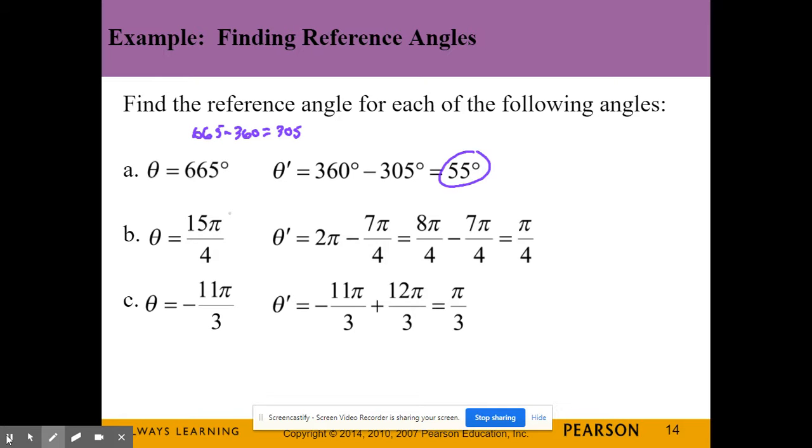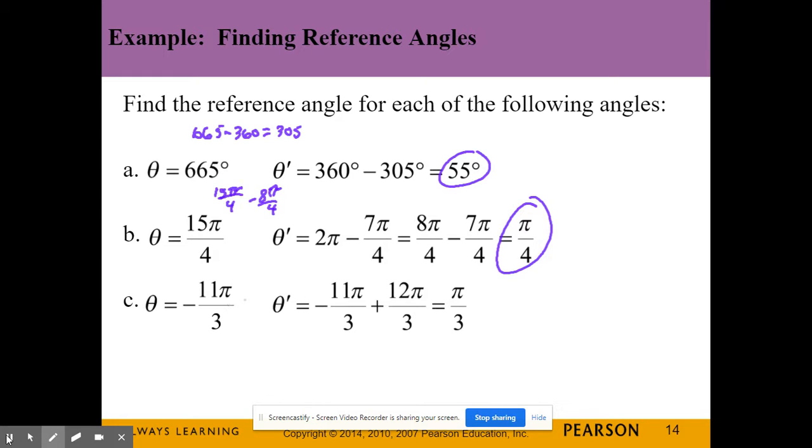Same thing with 15 pi over 4. The first thing you would do is subtract 2 pi from it, so 8 pi over 4, and you end up with 7 pi over 4. Then that you subtract from 2 pi. No, I'm sorry, 8 pi over 4 is 2 pi, and then you end up with pi over 4. So that's your answer there.